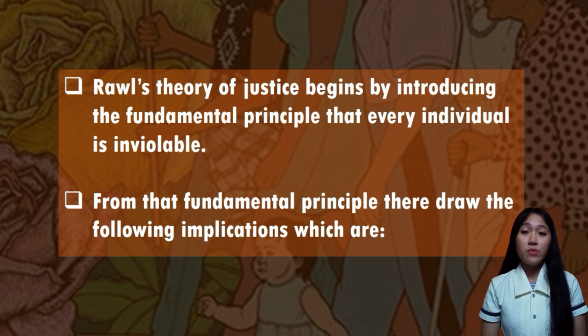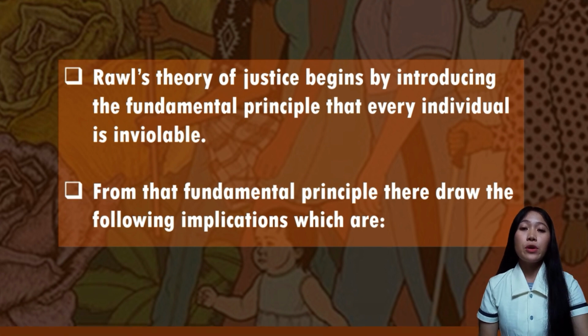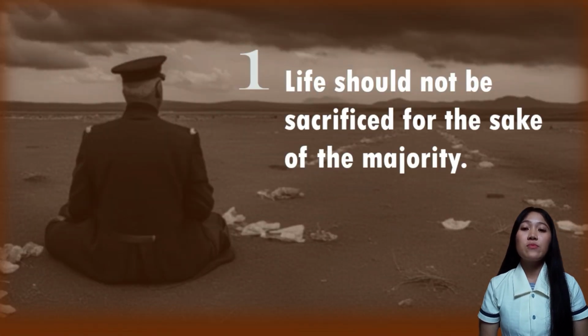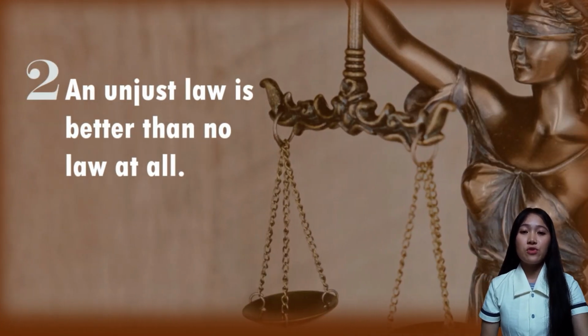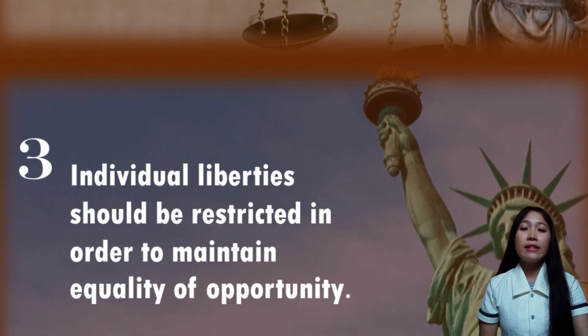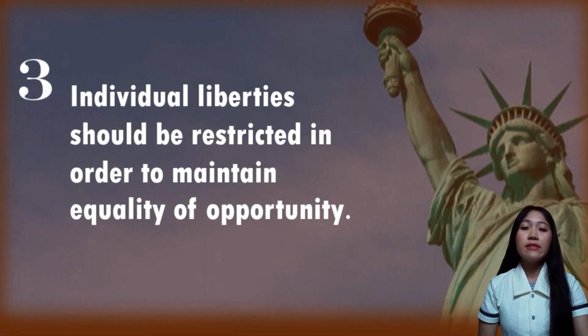From that fundamental principle, we draw the following implications, which are: first, life should not be sacrificed for the sake of the majority. Second, an unjust law is better than no law at all. And lastly, individual liberties should be restricted in order to maintain equality of opportunity. Rawls' theory is deontological, and he asserts that we can construct principles to ensure fairness.